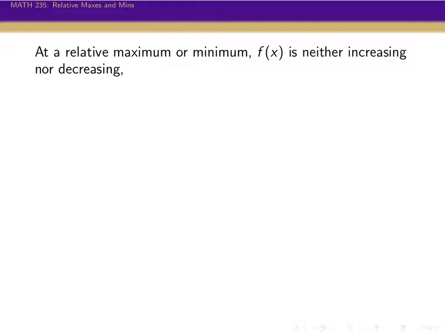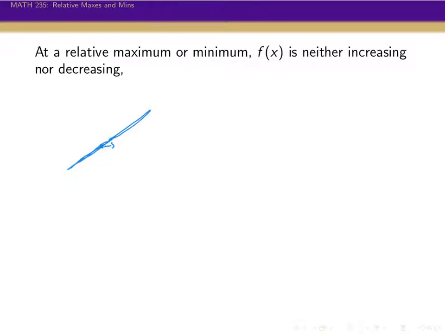At a relative maximum or minimum, f can be neither increasing nor decreasing. Because let's suppose that we're at a relative maximum, and if f was increasing there, well, that means that if you went a little bit to the right of x, the function values would be higher. So if the slope was increasing, so it was going up, and you moved a little bit to the right, you'd get function values that were higher, and that can't happen.